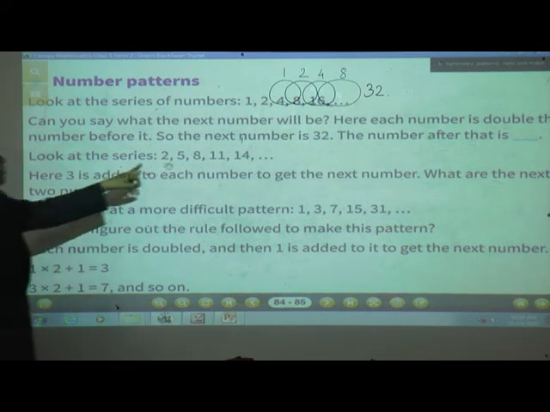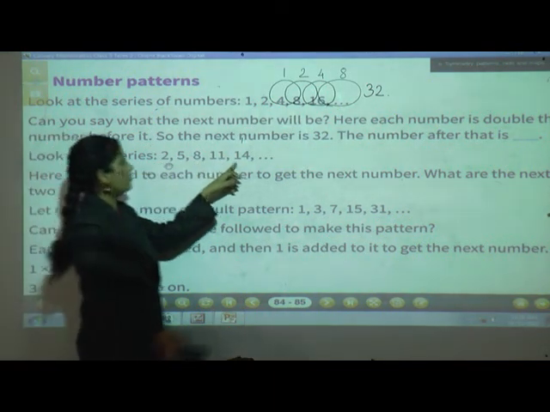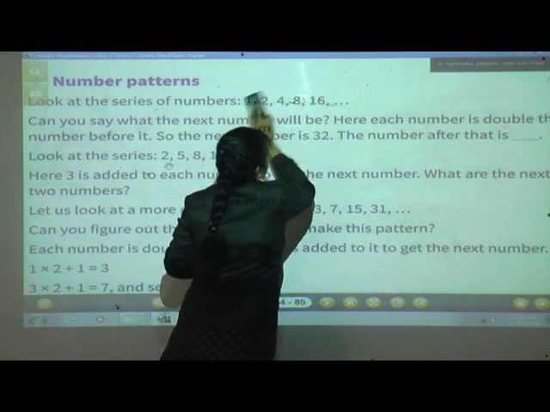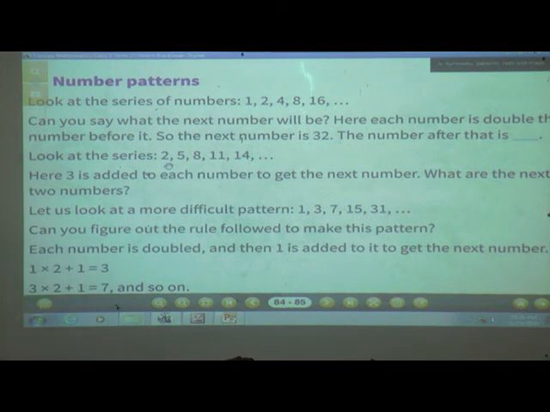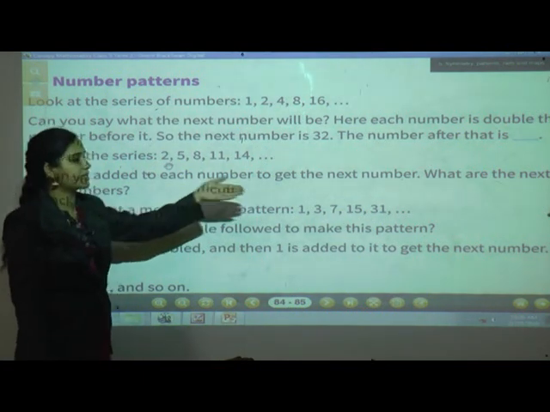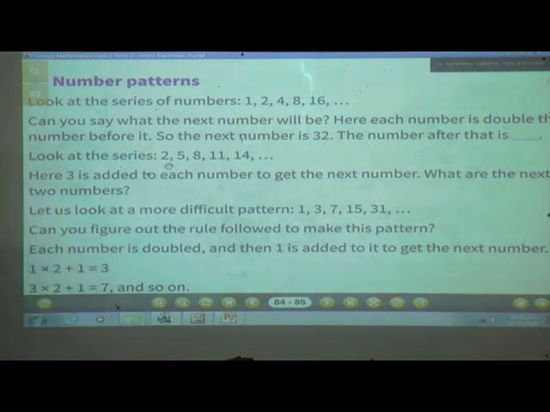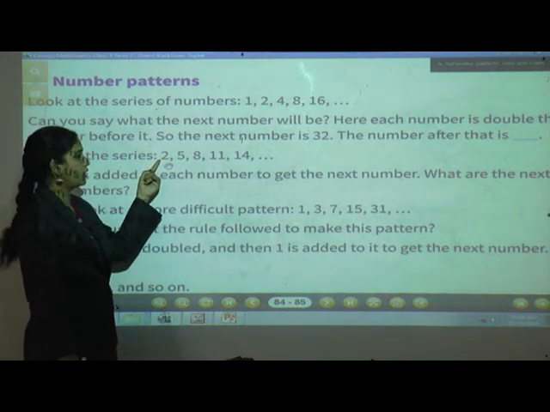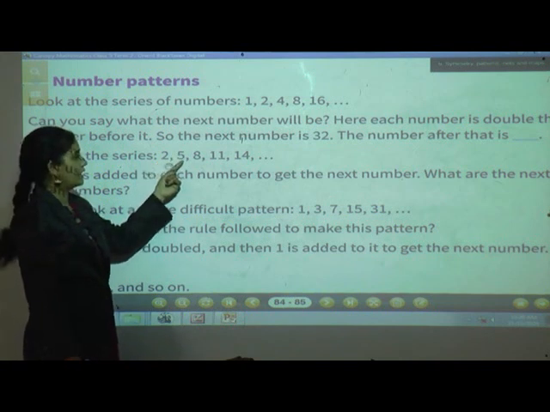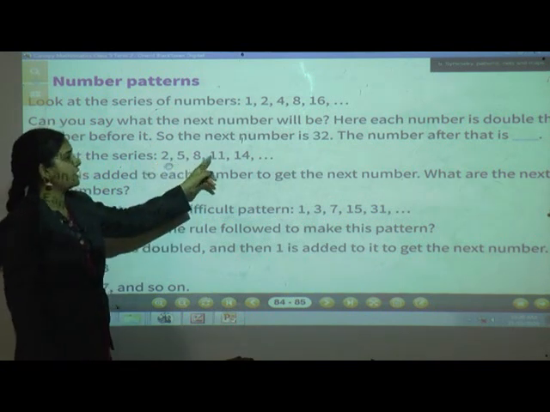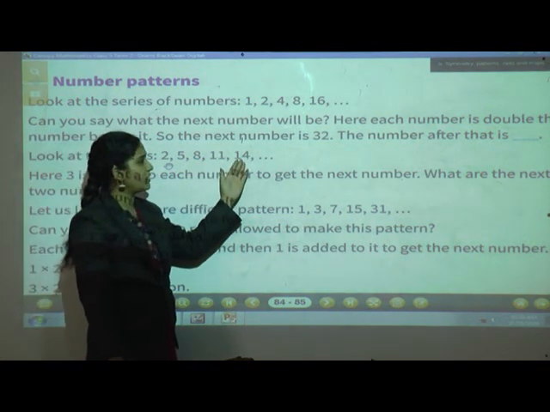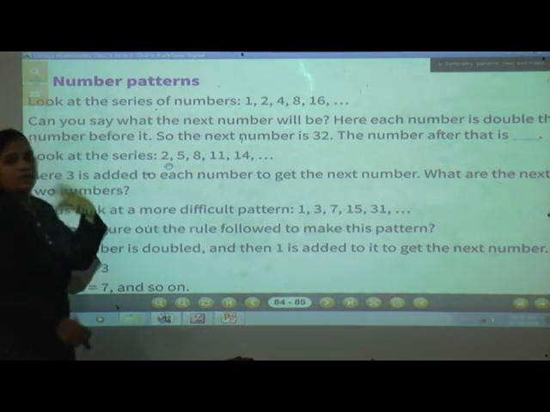Here 2, 5, 8, 11, 14. Now which type of pattern is this? Yes, here 3 is added to each number to get the next number. What are the next two numbers? See students, if we add 3 to 2, we'll get 5. 5 plus 3, 8. 8 plus 3, 11. 11 plus 3, 14. Now we want the next two numbers.